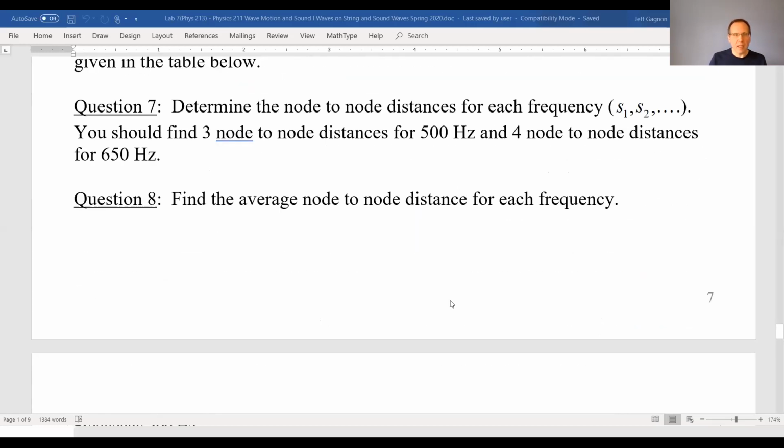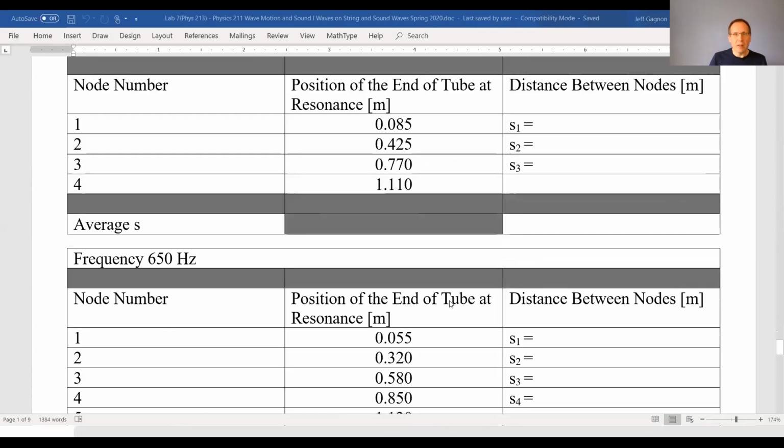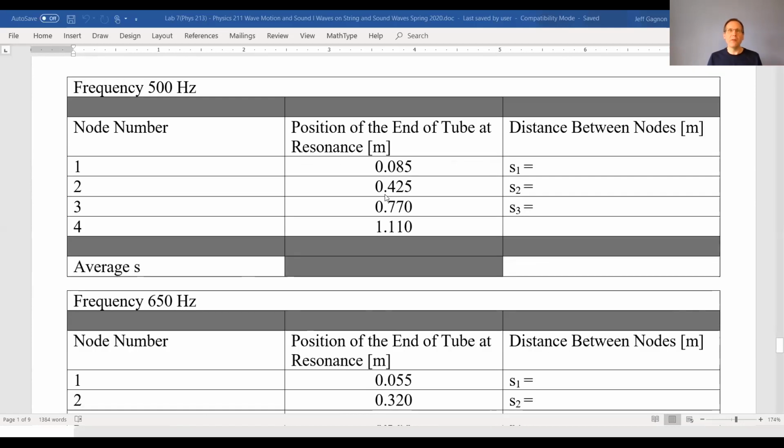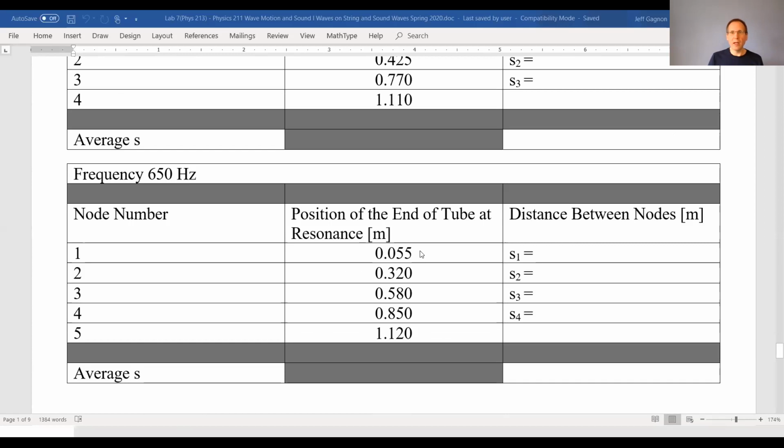And if you look in the table here, these are the actual values of the nodes. So this distance here, the 0.085, is in meters, and it's how far from the end of the tube the first node occurred at. And this would be the second node, third node, and fourth node, etc. For the 500 hertz, we could find 4 nodes. For the 650 hertz, we could find 5 nodes.